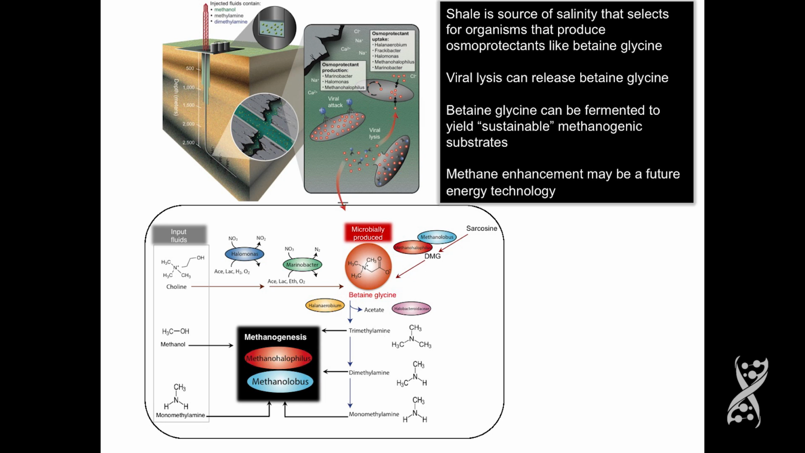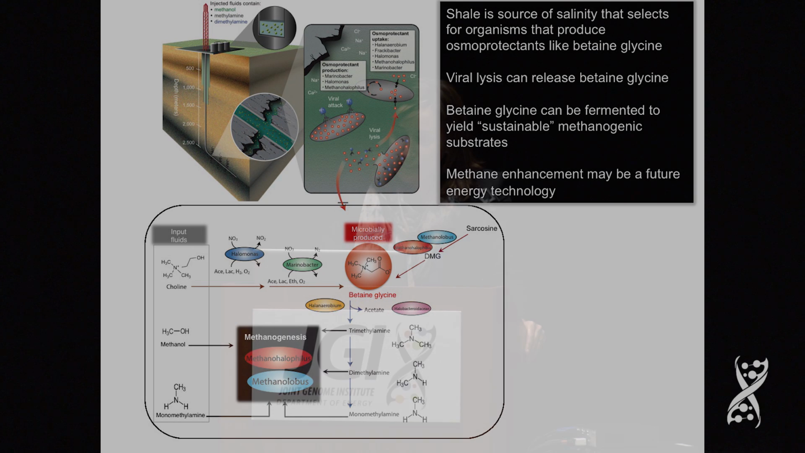All right, so what shale got to do with it? Shale is the source of salinity in the system. It also is a rock-hosted environment. It houses the life. And so the salinity is what actually produces or controls the production of osmoprotectants like glycine betaine. We are hypothesizing that viral release is one mechanism that could release this glycine betaine.